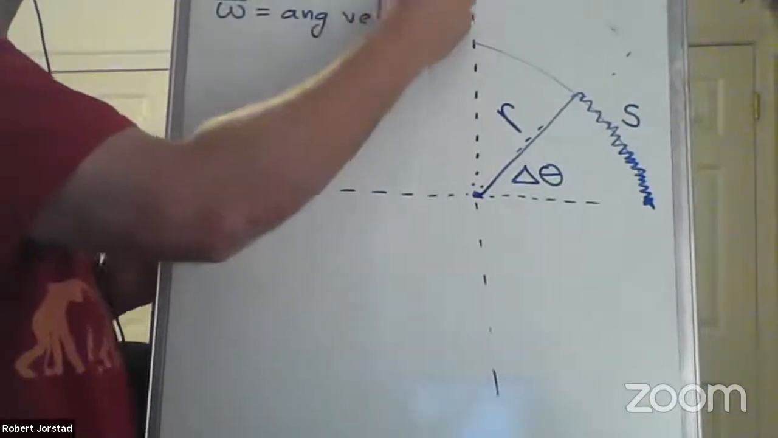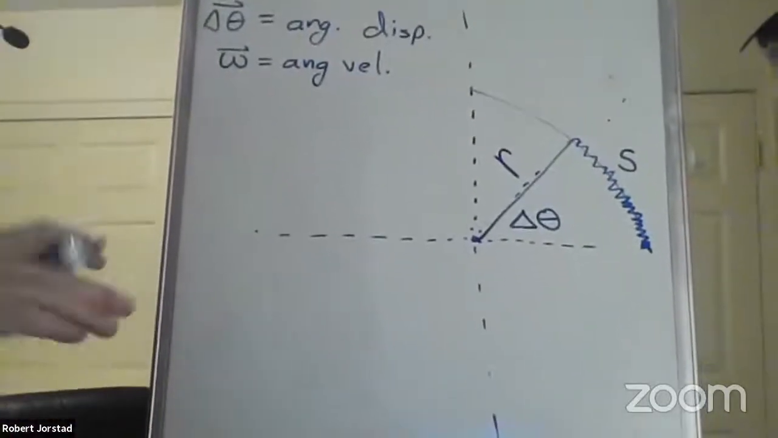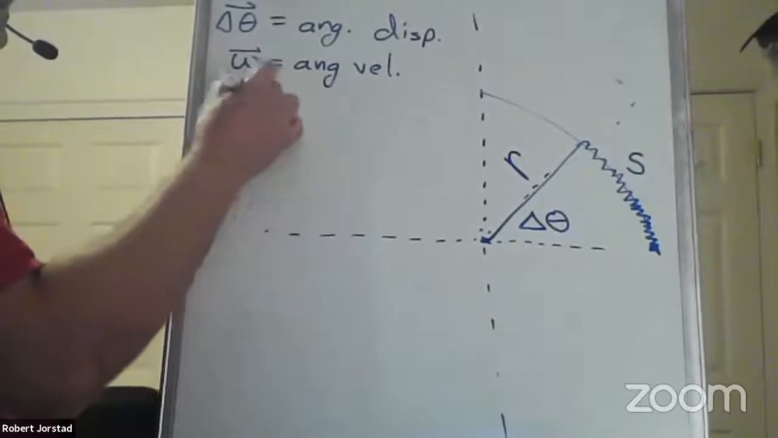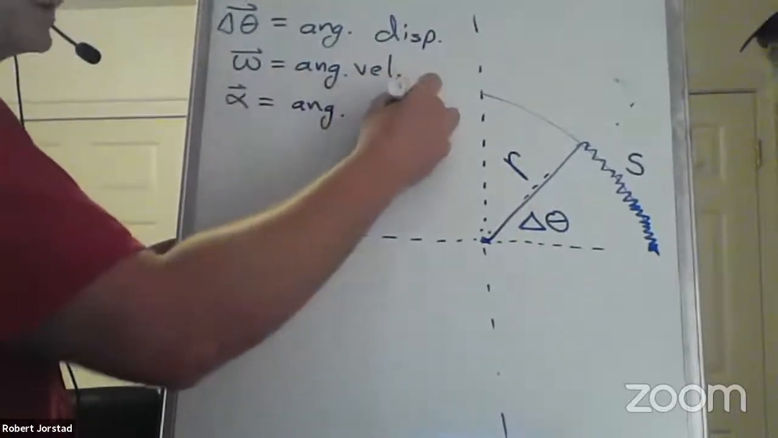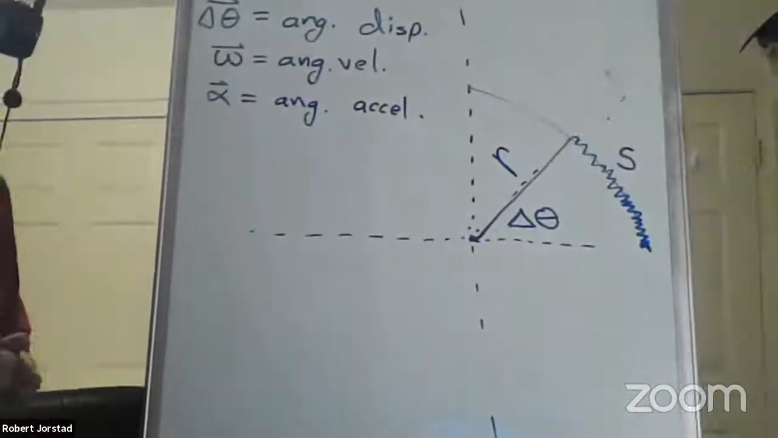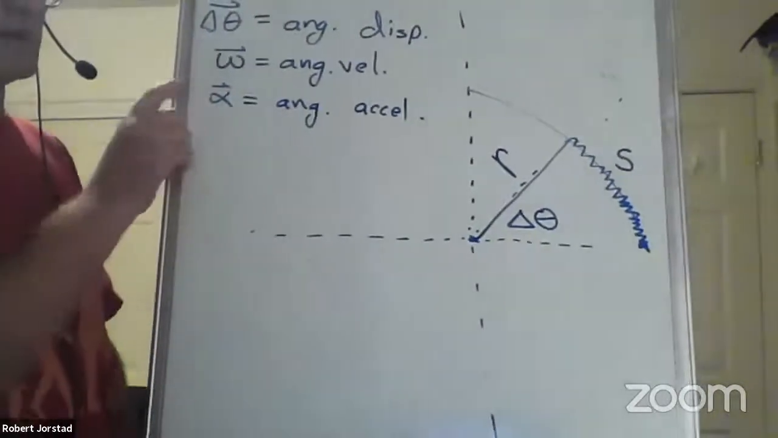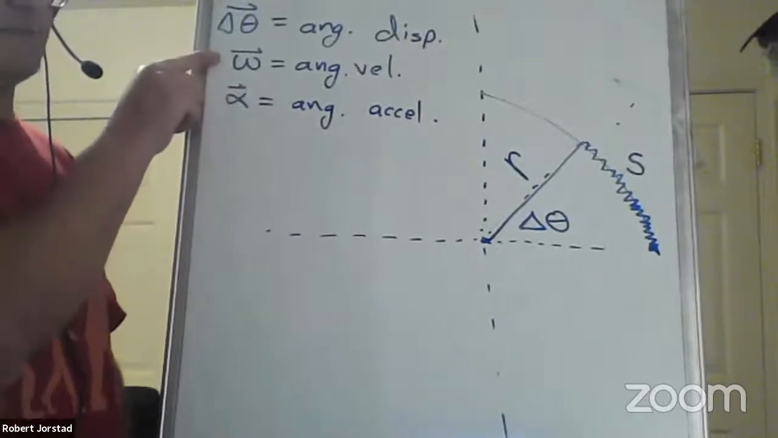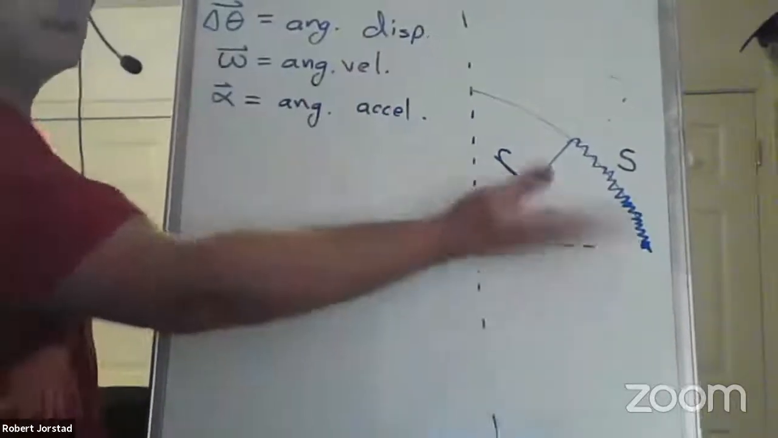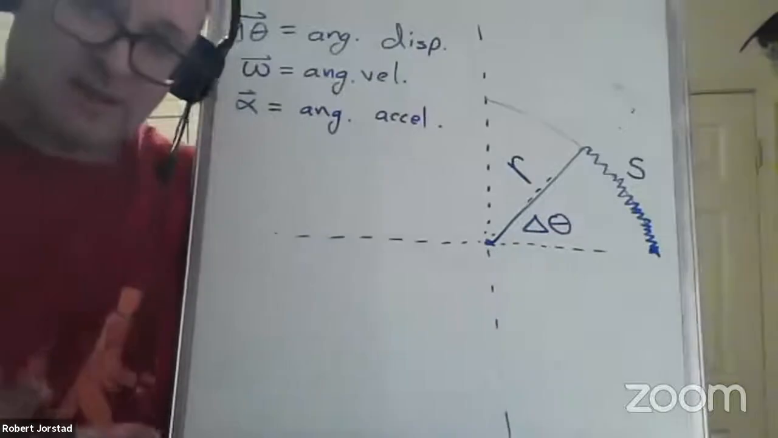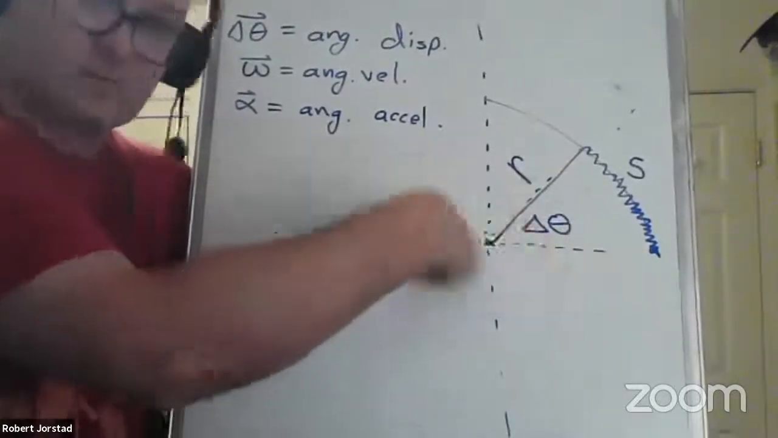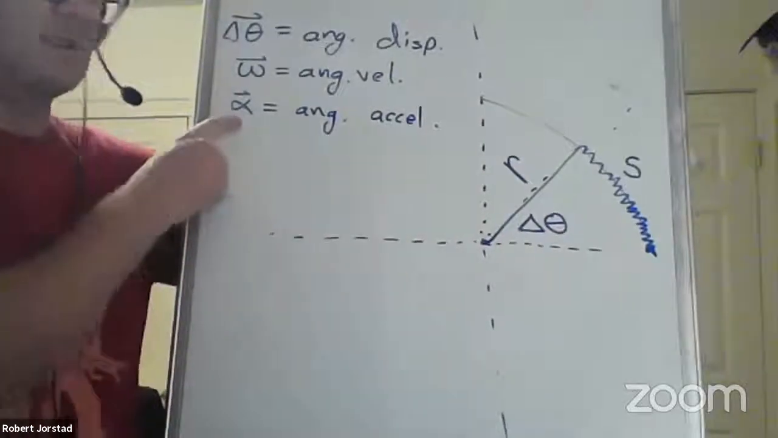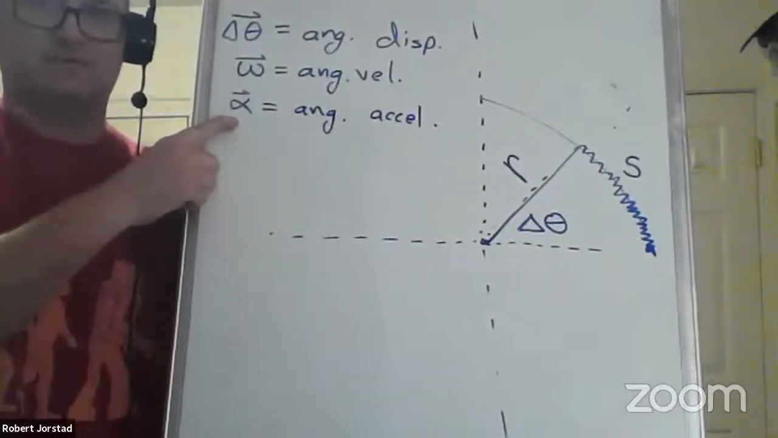All this is written down, so you don't need to write it down. Alpha would be the angular acceleration. So whether it's speeding up or slowing down as it rotates, this is how fast it's rotating, and this is how much it's rotated. Those are all different things. Again, how much it's rotated, how fast it's rotating, and this is the change in the rotation rate.